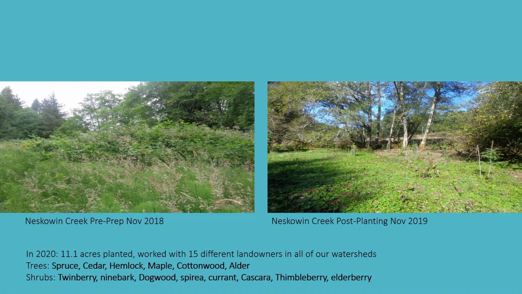Just to give you an idea of the scale, in 2020 we planted 11.1 acres and worked with 15 different landowners throughout all of our watersheds. The trees we plant are generally spruce, cedar, hemlock, maple, cottonwood, and alder, and the shrubs include twinberry, ninebark, dogwood, spirea, currant, cascara, thimbleberry, and elderberry. And of course, we include willows as well. And oftentimes, landowners will prefer different plants as well. And of course, we work with landowners to plant the plants that they prefer.